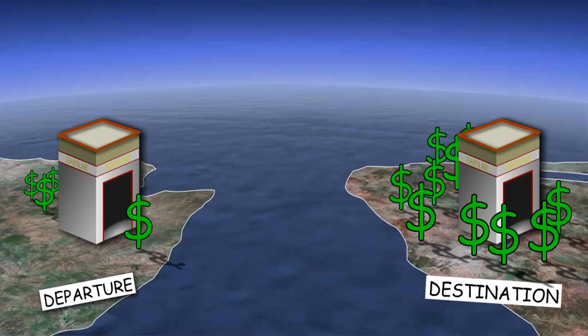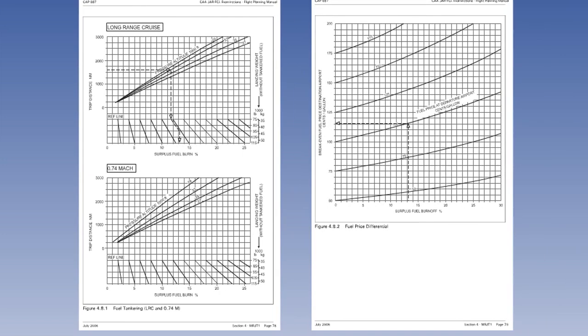A major cost of any airline operation is that of fuel. If the fuel price at the destination airfield is significantly higher than at the departure airfield, it can be cost-effective to carry excess fuel from the departure airfield. Figure 4.8.1 on page 78 and Figure 4.8.2 on the following page allow us to calculate whether the carriage of extra fuel is beneficial. When you are ready, turn to Figure 4.8.1 on page 78.